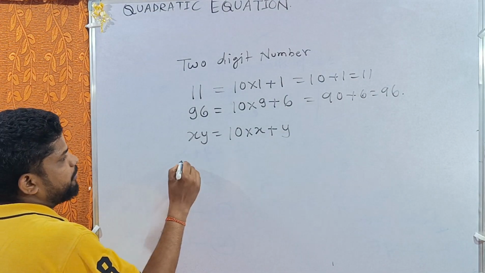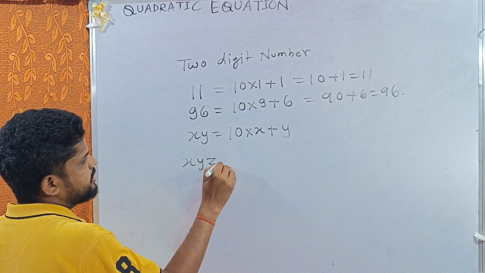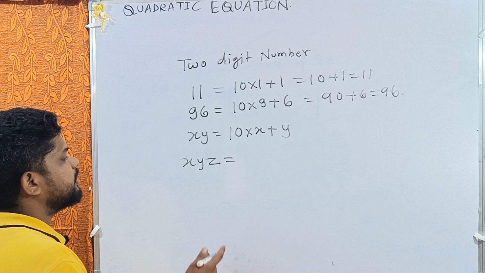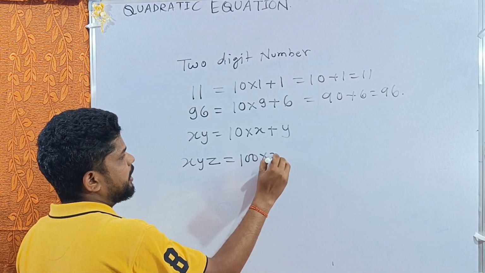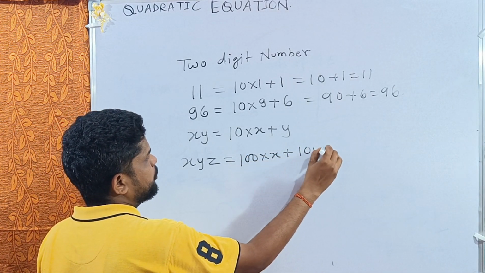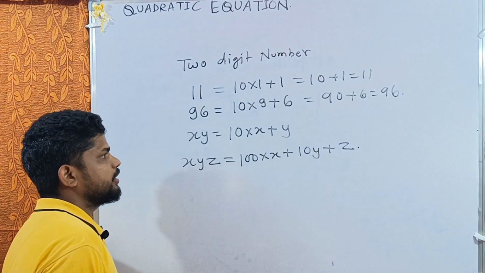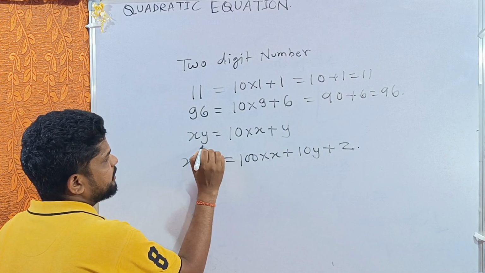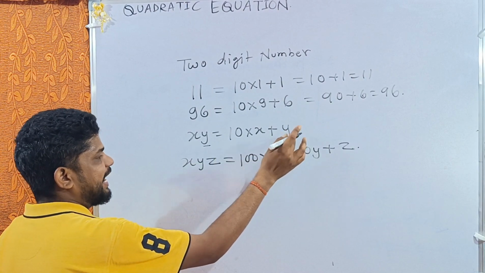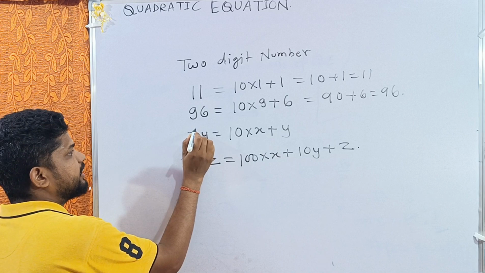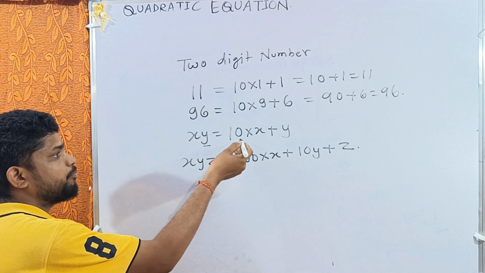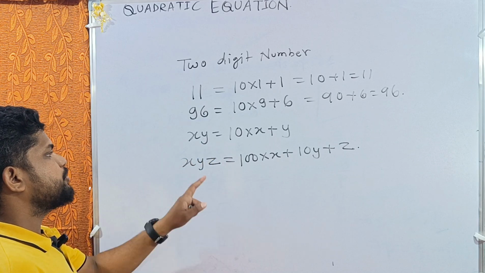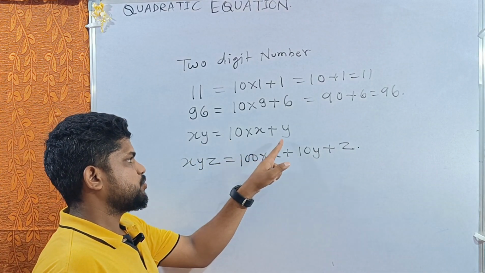If it is a 3-digit number xyz, I can write it in the expanded form as 100 into x plus 10 into y plus z. Here, we have multiplied the unit place with 1 and added the 10th place by multiplying it with 10. So xy, a 2-digit number, can be written as 10x plus y.